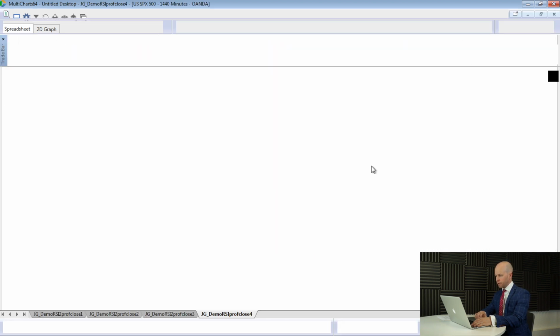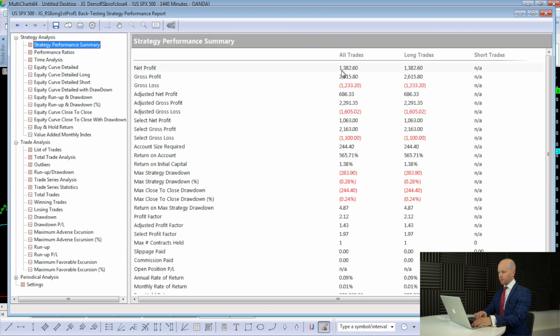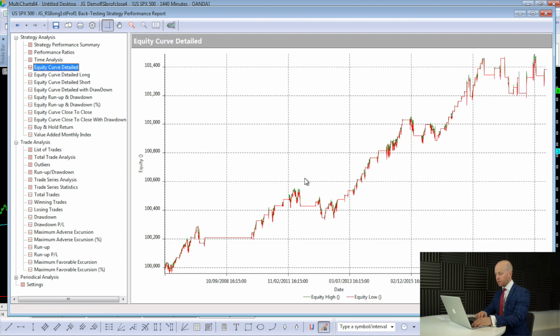And let's have a look at the results. We can see the net profit is 1,382 ticks. The maximum strategy drawdown has now decreased to the lowest yet of only 283 ticks, which is great. The equity curve is certainly the best yet since we've introduced that fixed tick stop loss, which is good.